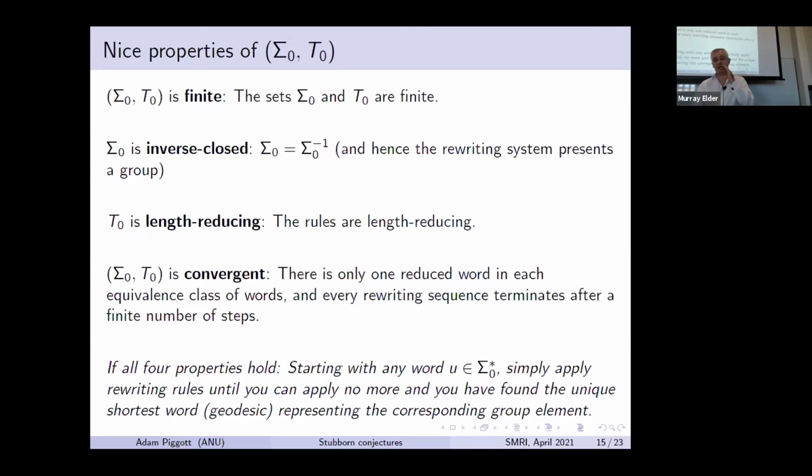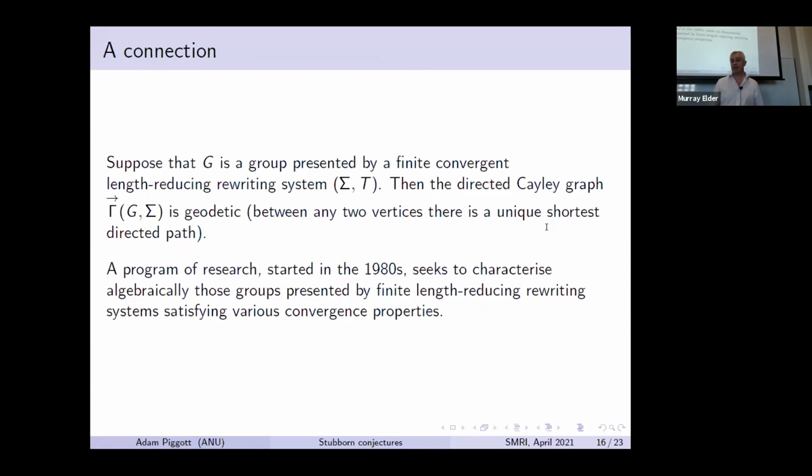So if you're in that situation, your life is glorious because you can start with any word and you just apply rewriting rules, whichever one you can see applies, you don't have to worry, and you'll get to the unique reduced word that's equivalent to the word you started with. And so it's a really happy situation, right? That would be a finite convergent length reducing inverse closed rewriting system. We like those. So here's a connection.